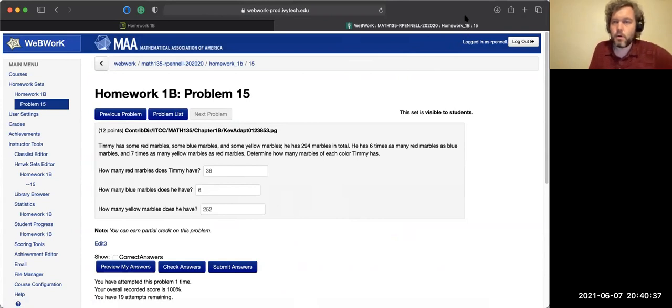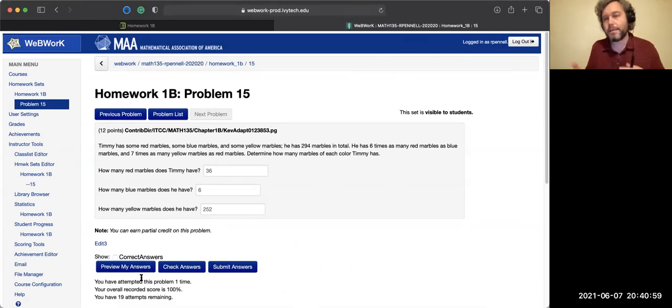And our friend Timmy has some marbles here. We're going to talk about them. So Timmy has some red marbles, some blue marbles, some yellow marbles, and he has a total of 294 marbles. He has 6 times as many red as blue, 7 times as many yellow as red. Determine how many marbles of each does he have.